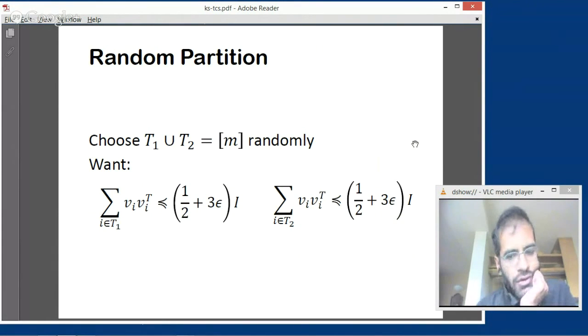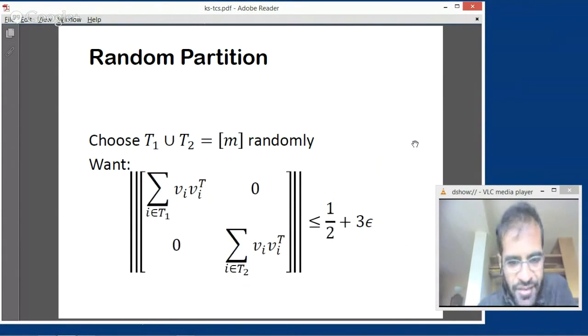So I'm going to write. I want the eigenvalues of two matrices to be bounded. I can actually write this as the eigenvalues of a single matrix by doing this little trick. I'm given vectors in R^n, but instead I can look at this 2n by 2n matrix, whose upper left block is just the first half of the partition, and lower right block is the second half of the partition.